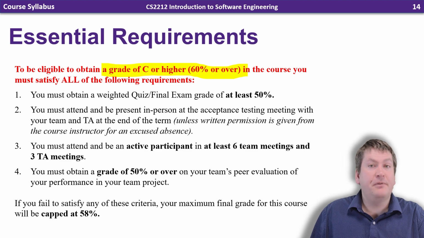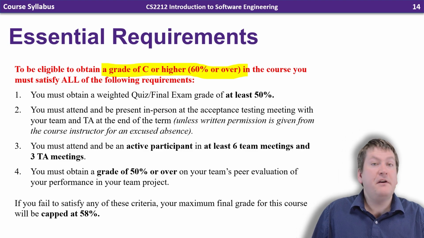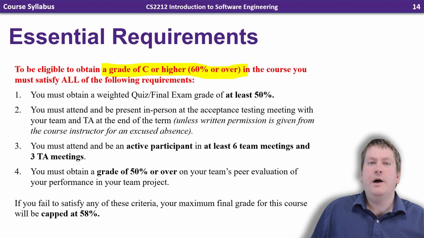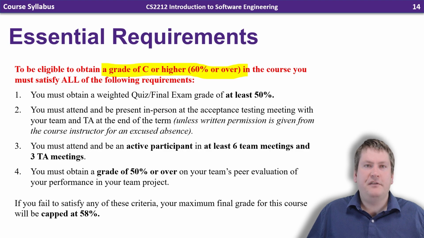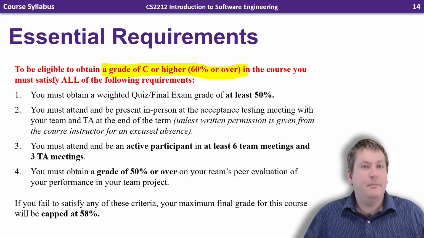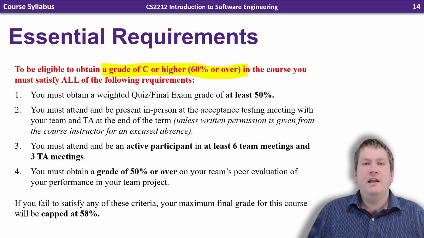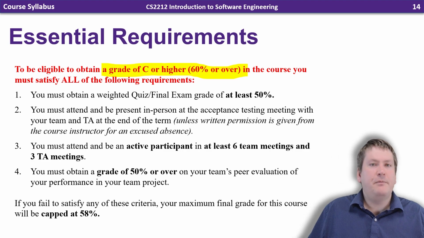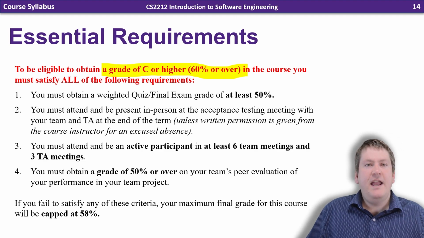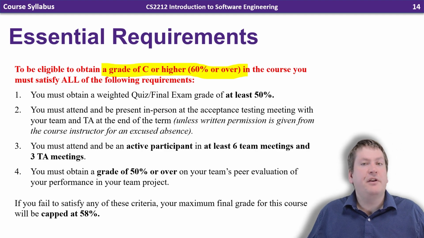There is a second set of essential requirements, except this is for a grade of C or higher, so that's 60% or over. These are very similar requirements, except the weights are a little bit different. For Rule 1, instead of 40%, you need at least 50% on those quizzes and final exam. You still need to be present at that acceptance testing meeting. And for number 3, the number's a little bit higher. You have to be an active participant in at least 6 team meetings and at least 3 TA meetings, and you have to obtain a grade of 50% or over on your peer evaluations.